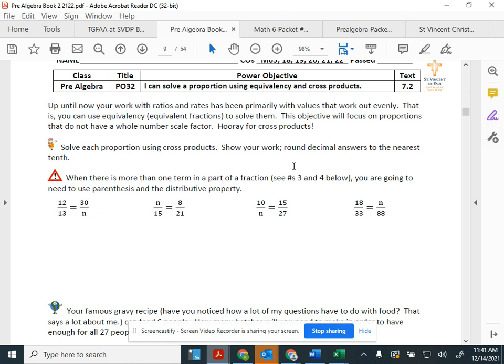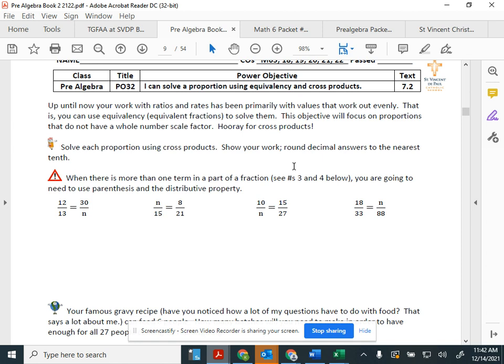We are continuing with our proportions. Today we're doing PO32. I can solve a proportion using equivalency and cross products. Those are things that we talked about yesterday, on how to prove those. So we're just continuing with that.